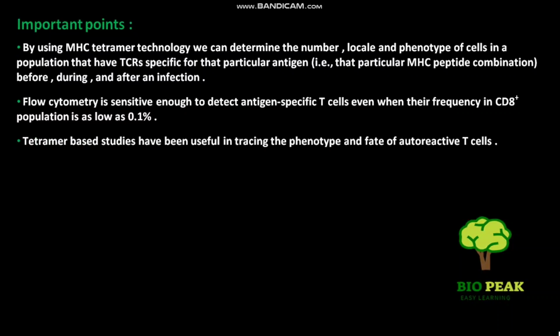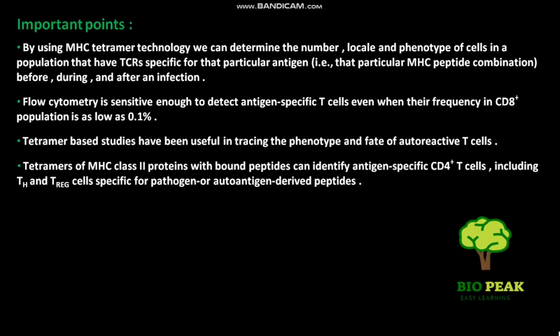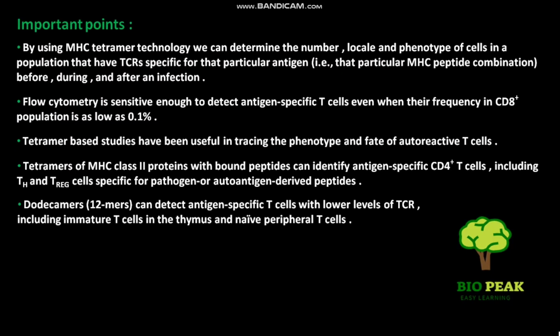Tetramer-based studies have been useful in tracing the phenotype and fate of autoreactive T cells. Tetramers of MHC class 2 proteins with bound peptides can identify antigen-specific CD4 plus T cells, including Th and Treg cells, specific for pathogen or autoantigen derived peptides. Dodecamers, meaning 12mers, can detect antigen-specific T cells with lower levels of TCR, including immature T cells in the thymus and naive peripheral T cells.